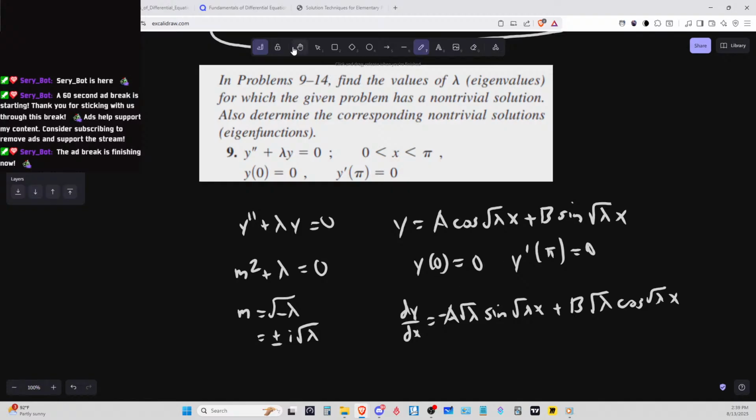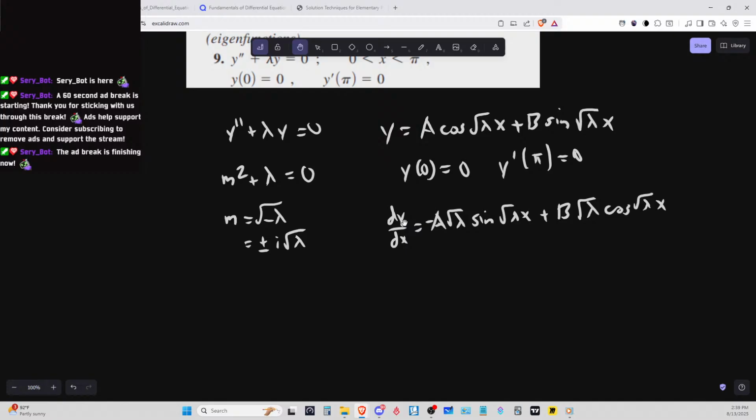So let's try it, shall we? So in order for this to not pi, we're going to have to maybe we should have lambda equal 0.4, because if that is the case, let's see if that works.